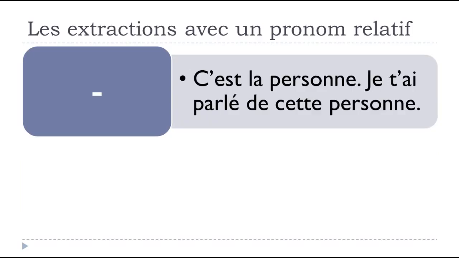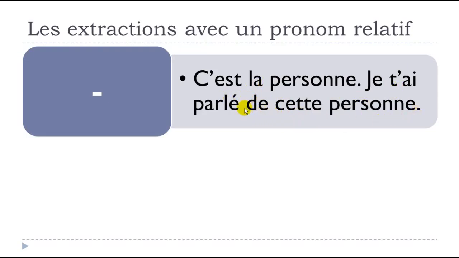Troisième exemple. So third example. C'est la personne. Je t'ai parlé de cette personne. So it's the person. It's quite strange. Of course, these sentences wouldn't be used, but it's just to show you how to combine them to make the sentence we normally use. C'est la personne. Je t'ai parlé de cette personne, and it's interesting here because you can see that la personne is replaced by de cette personne.